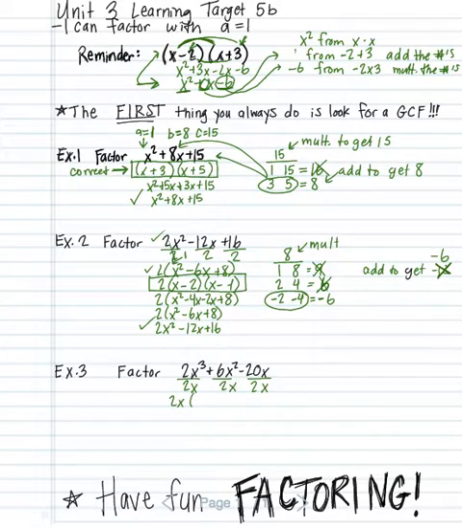We can check ourselves by distributing x minus 2 to x plus 5 to get x squared plus 5x minus 2x minus 10. Combine your like terms to get x squared plus 3x minus 10, and distribute the 2x to get 2x to the third plus 6x squared minus 20x. And that is what we started with. So this answer that we have is correct. Have fun factoring.